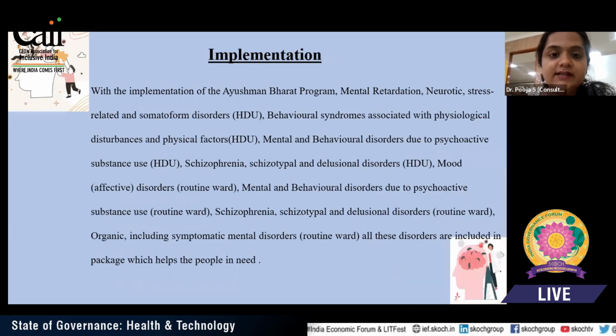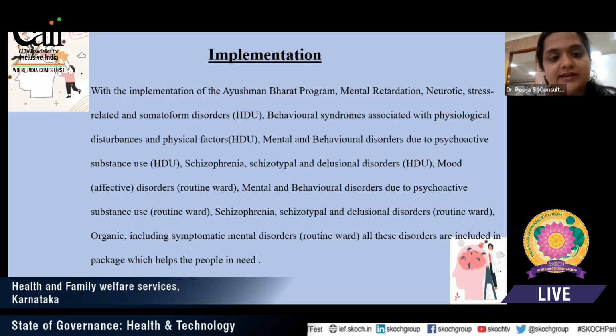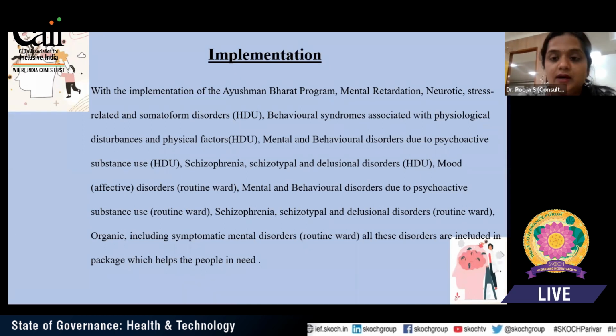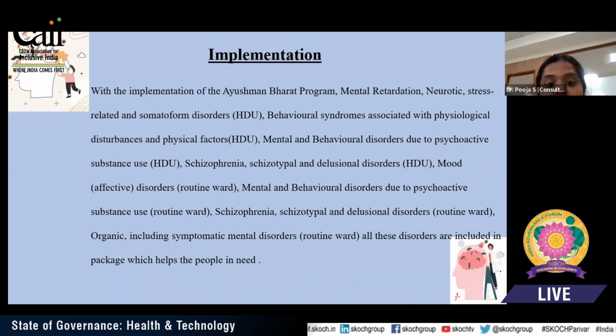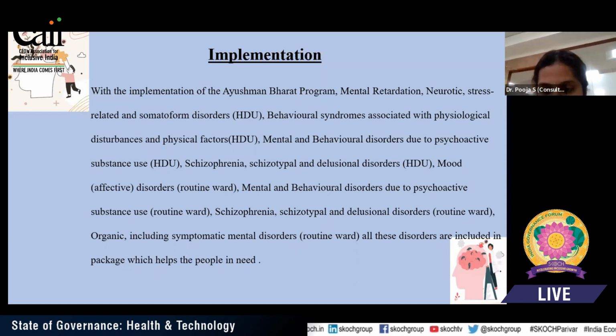Moving towards the implementation, how it has been done: with the implementation of the Ayushman Bharat program, there are many disorders covered, that is, 18 disorders included in the benefit package. Those are mental retardation, neurotic stress related, somatoform disorder, behavior syndromes, which are again associated with many disorders like schizophrenia, schizoid personality, delusion disorders, and so on. All these disorders are included in the package, which helps the people in need.